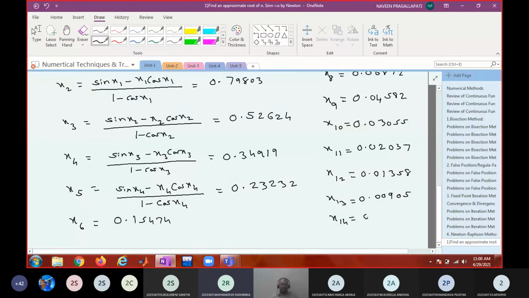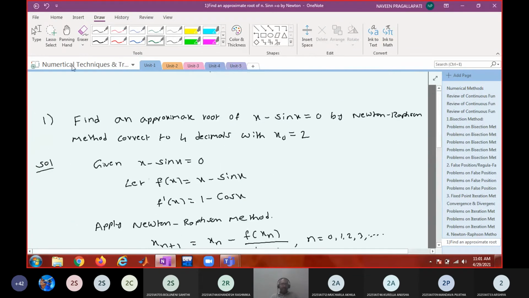Zero point 00603, sir. Okay. So two decimals are equal in two consecutive approximations. We shall stop the iteration process. Let us change it to two decimals. Okay.